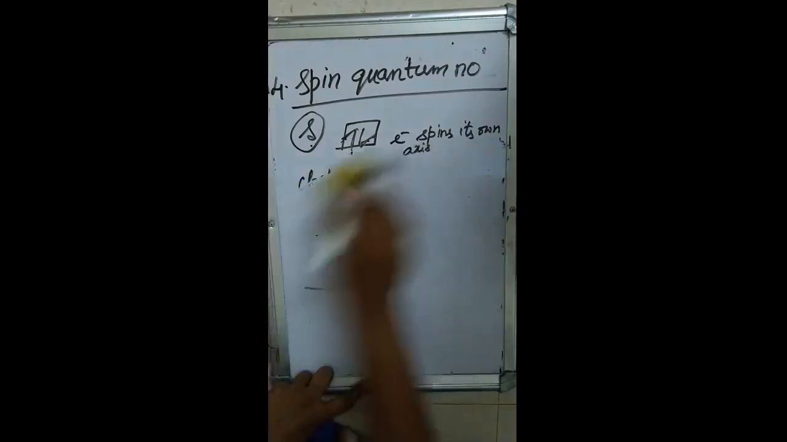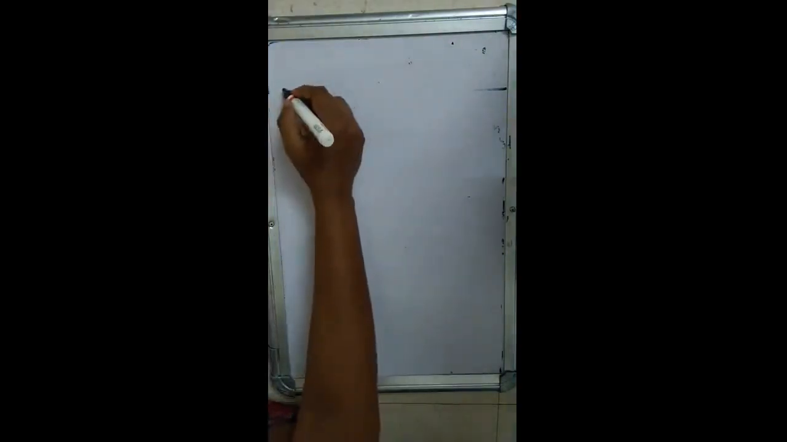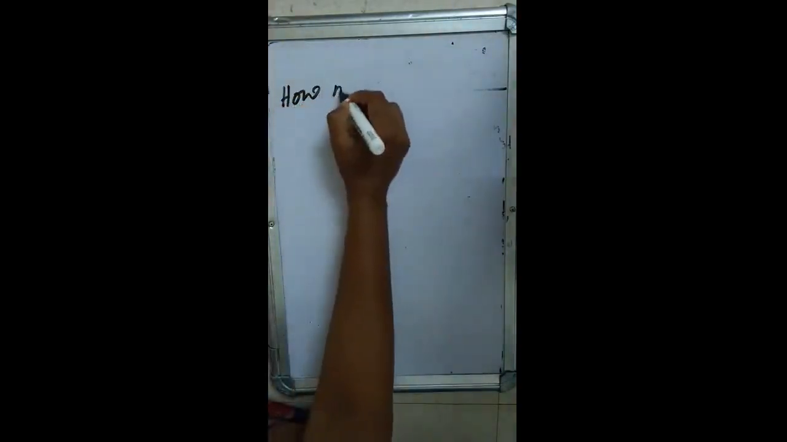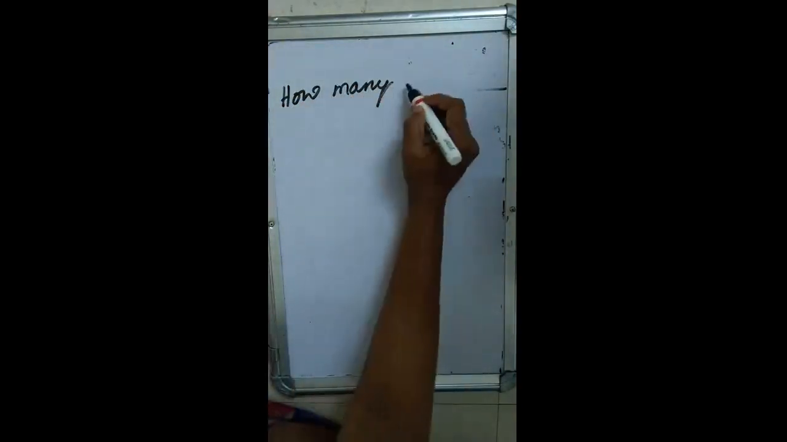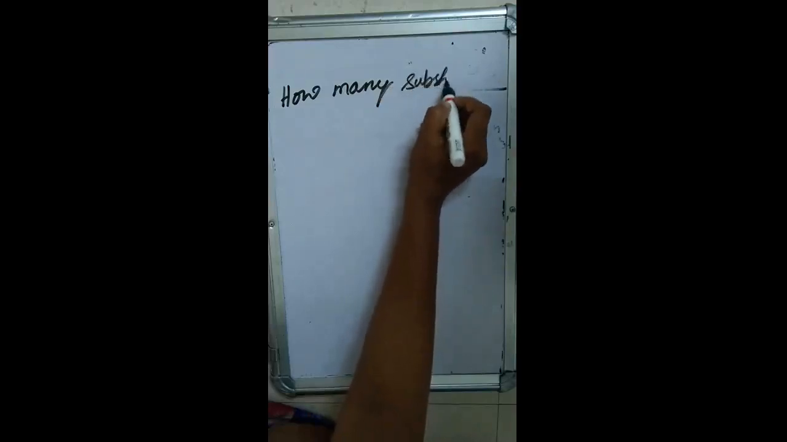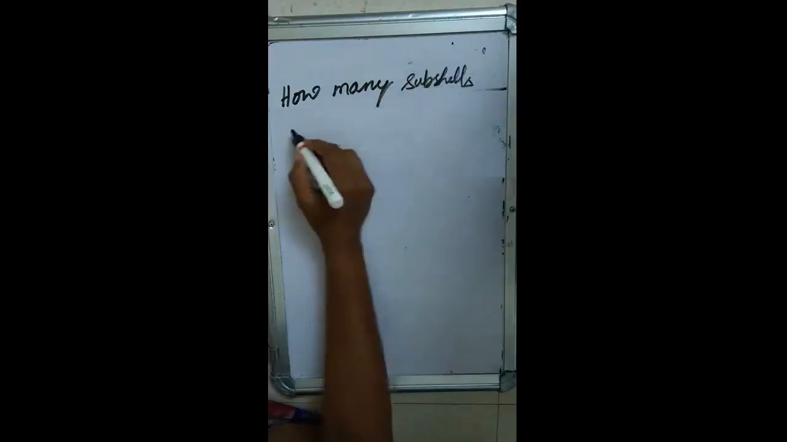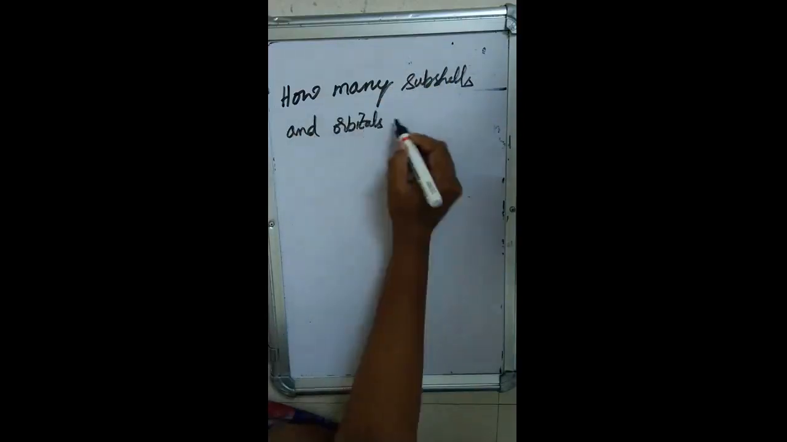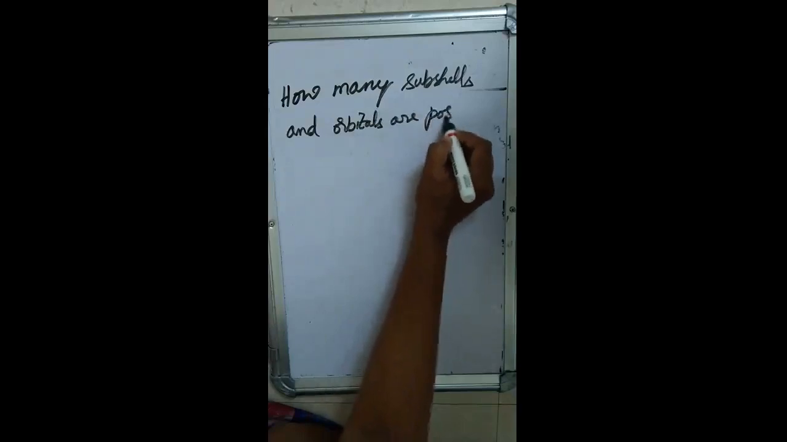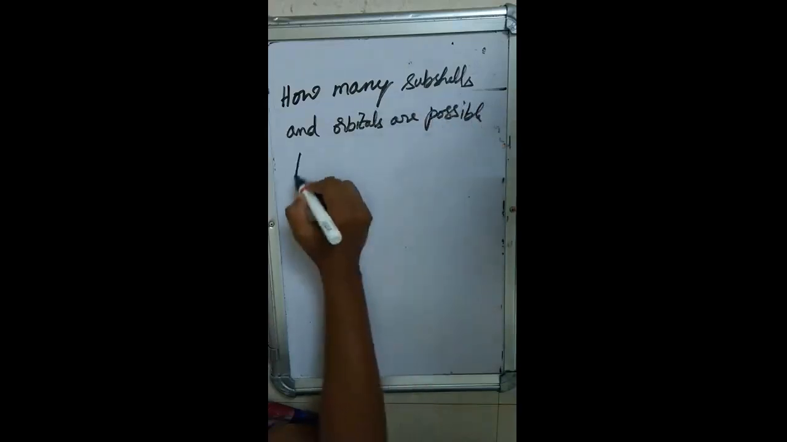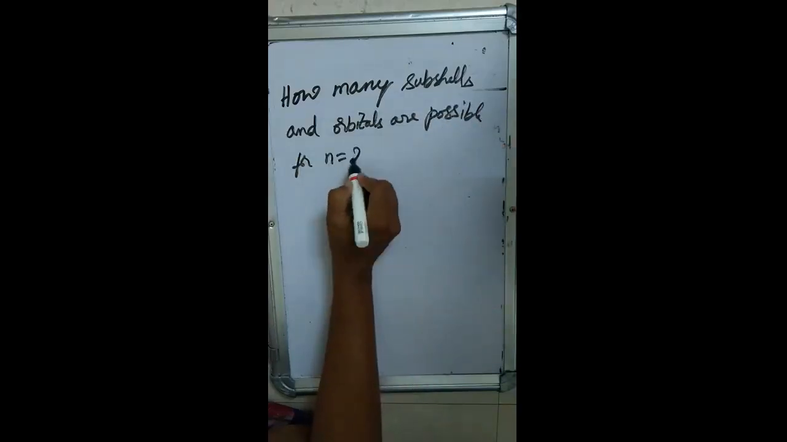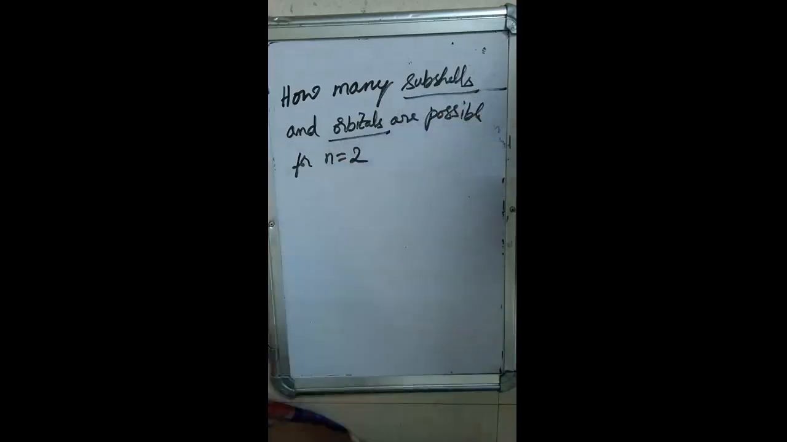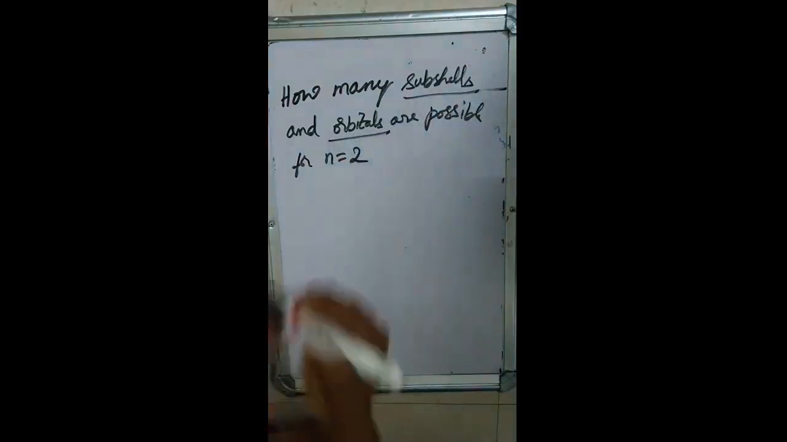Based on the 4 quantum numbers, I will work out a few application-based questions. That is the first one. How many subshells and orbitals are possible for n is equal to 2? How many subshells and orbitals are possible for n is equal to 2?